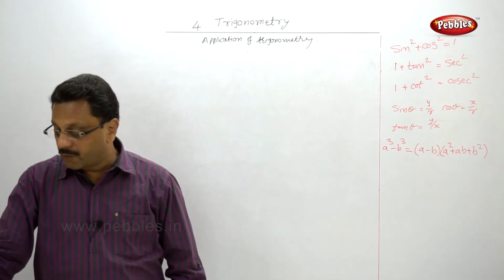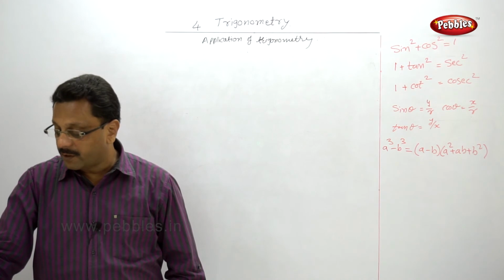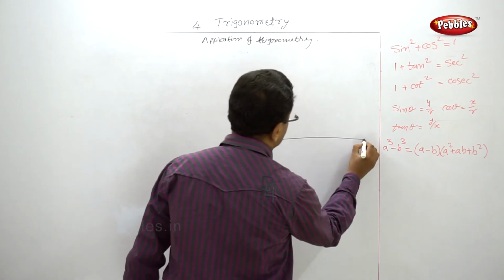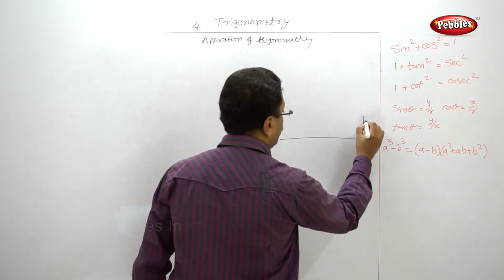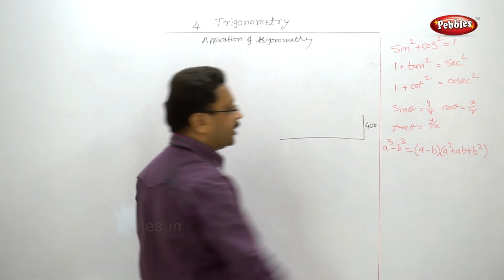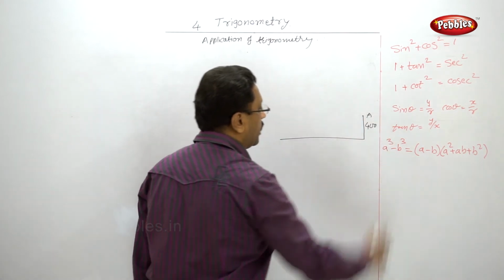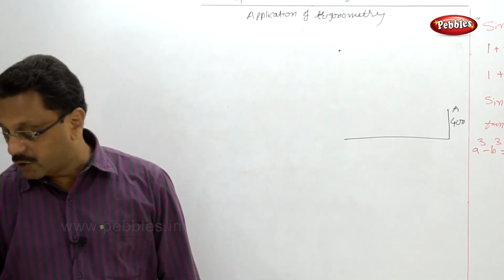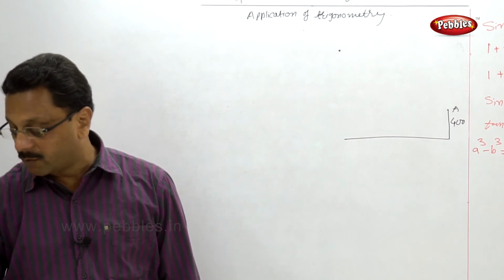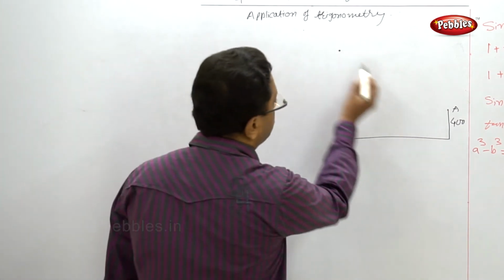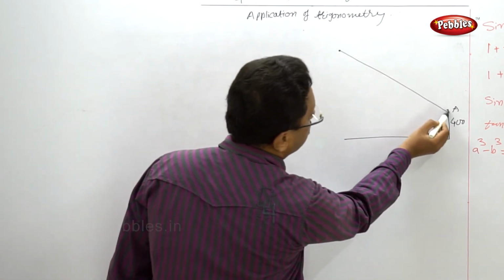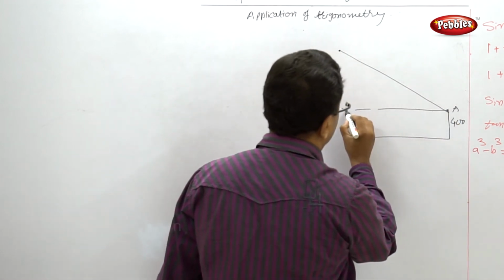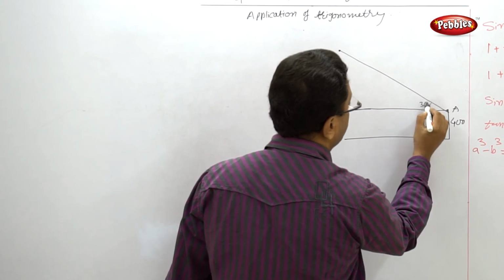The angle of elevation of a cloud as seen from a point 400 meters above a lake. Now I will draw the lake first. This is my lake and 400 meters here. From this point A, I am watching the cloud here. The angle of elevation of the cloud as seen from the point 400 meters above the lake is 30 degrees. That means this angle is 30 degrees. Now I will draw a horizontal line also. So this angle is 30 degrees.